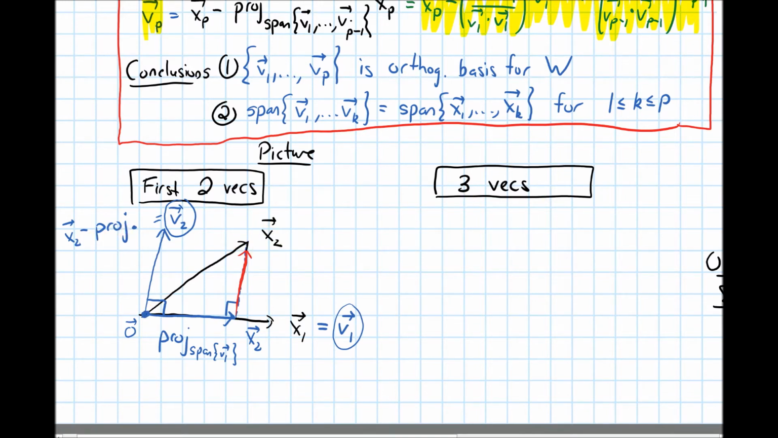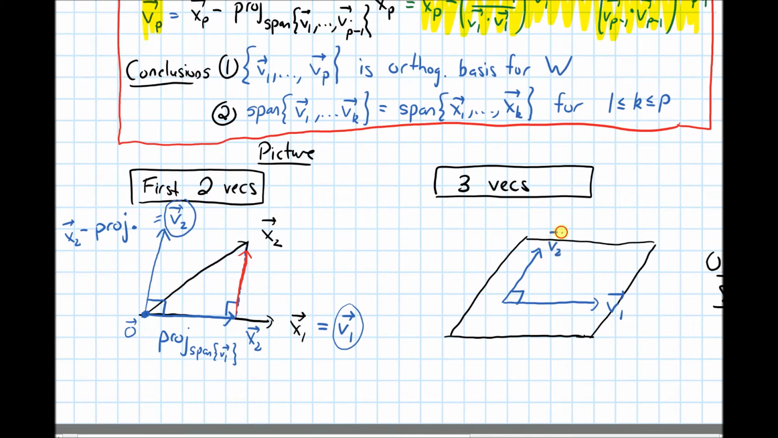So, what does it look like when I add three vectors into the mix? I'm going to make my picture three-dimensional. Imagine that we have this plane, and let's say that x1 and x2 both lie in this plane. And let's actually say that we've already made the first two vectors orthogonal. So we've already found v1 and v2. So maybe v1 looks like this. Let's say v1 is already like that. And then v2, let's say we've already found v2 and made it orthogonal. So let's say that this is a right angle right here. Let's say that that is the vector v2. That is v2 right there.